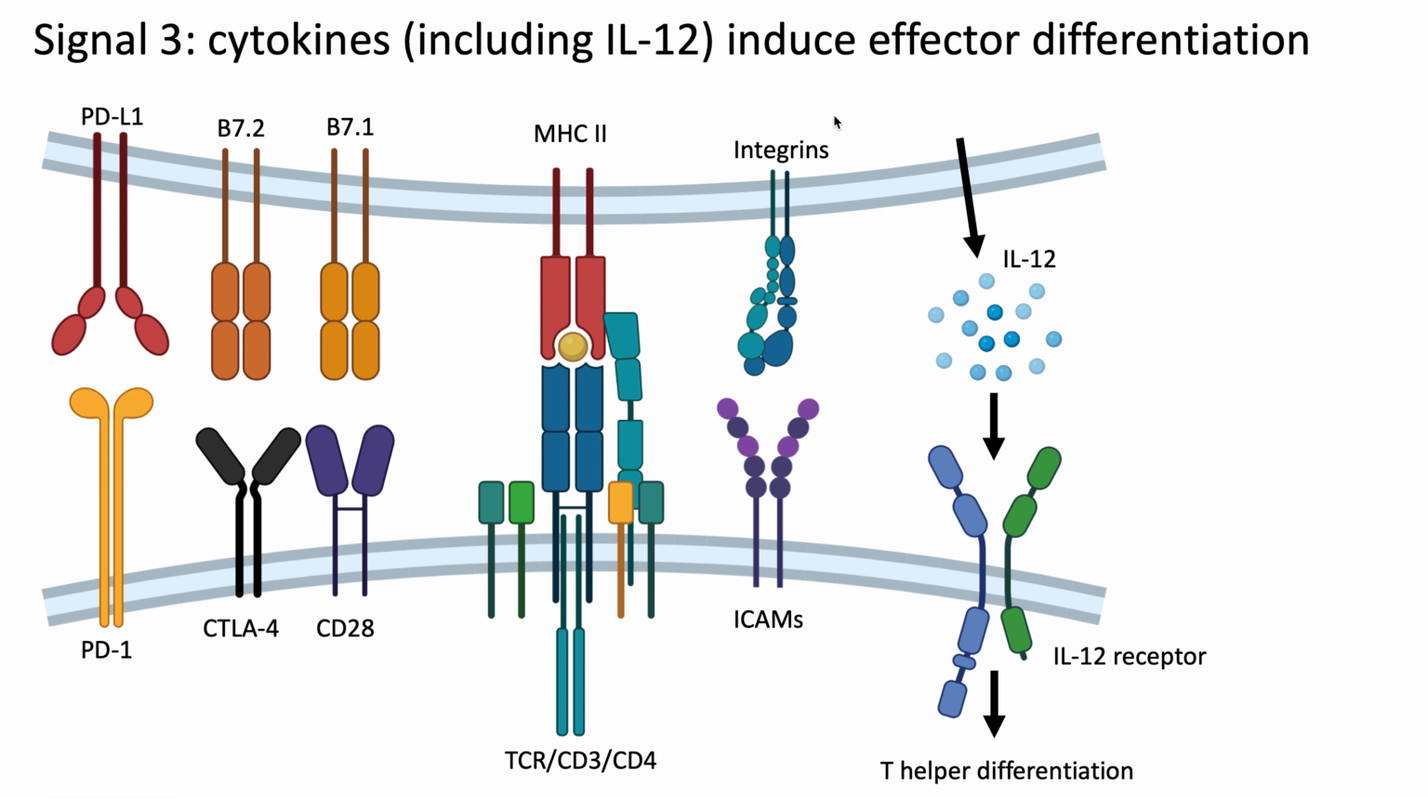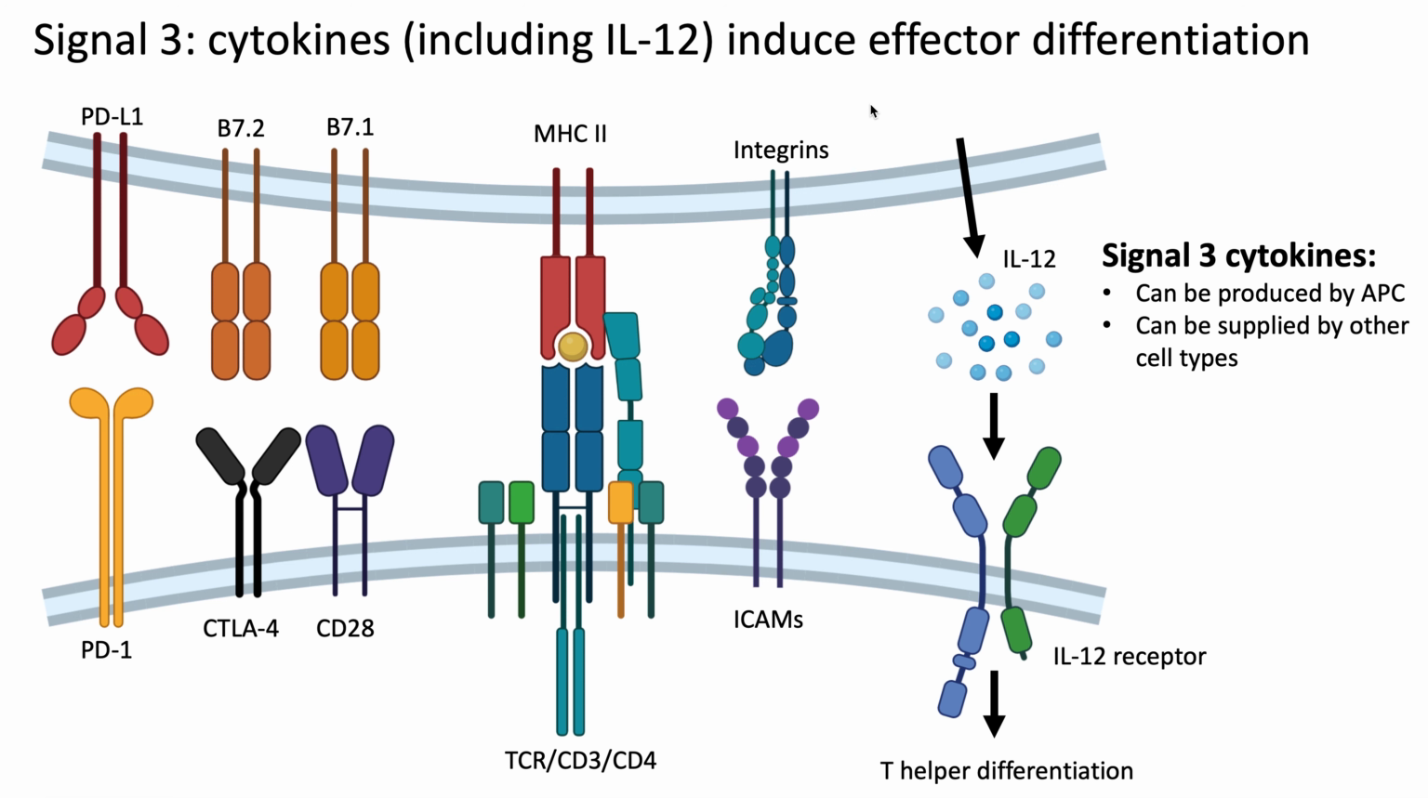But dendritic cells, when they become activated, also begin to produce inflammatory cytokines. One of those key cytokines is interleukin-12. As one example, what I'm showing here is interleukin-12 binding to the IL-12 receptor on T cells and inducing T helper differentiation. So these signal 3 cytokines can be produced by the antigen presenting cell, but they can be supplied by other cell types. And the key function of these signal 3 cytokines is to induce the acquisition of effector functions.